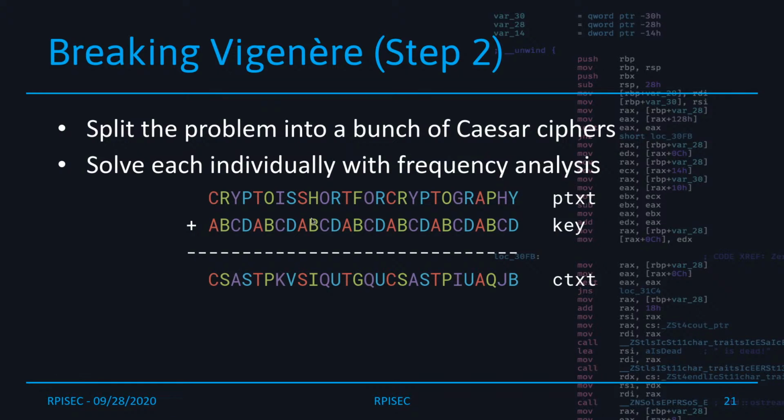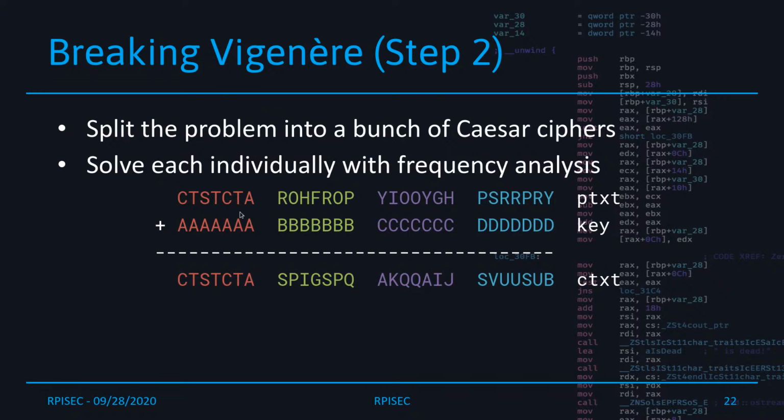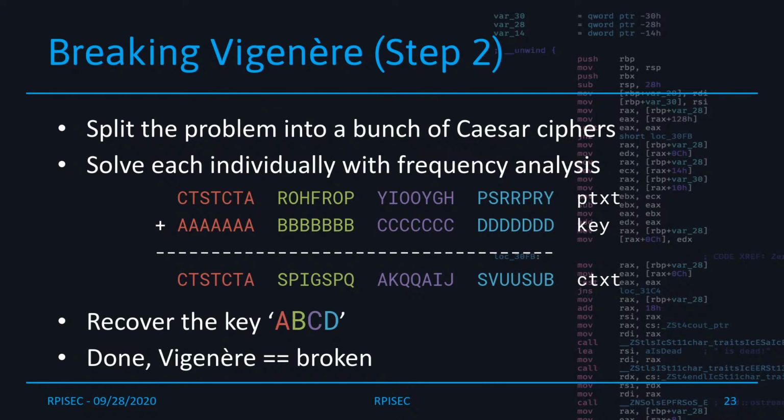So what we can do then is separate out all the same colored letters into 4 separate Caesar ciphers. So we know that this ciphertext here was encrypted with the same key for each of its letters. Same with this one, same with this one, same with this one. And if these sections are long enough, then we can actually perform a frequency analysis attack on them to recover the key. So once we recover the key, which is ABCD in this case, then we're done. At this point, any future communications that we see with this key can be very easily decrypted.